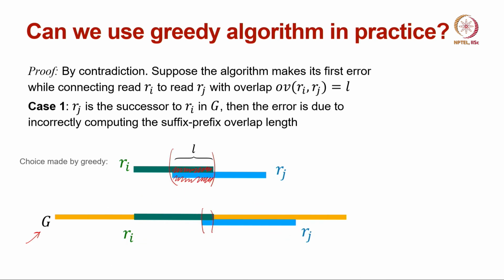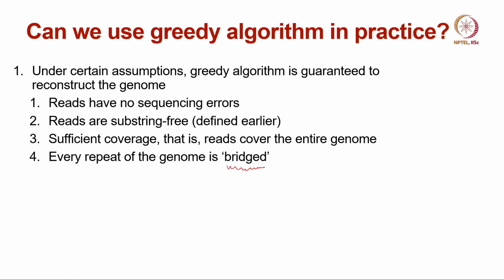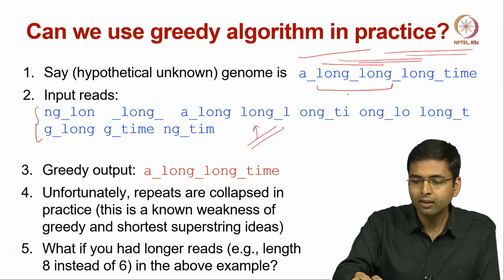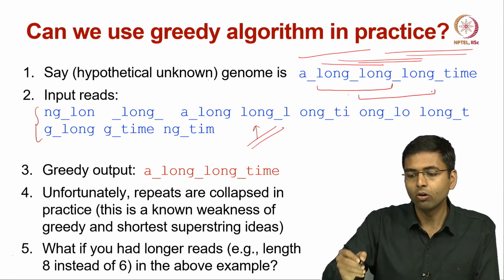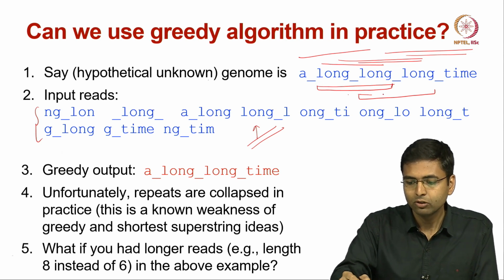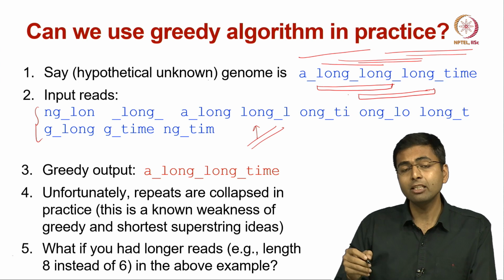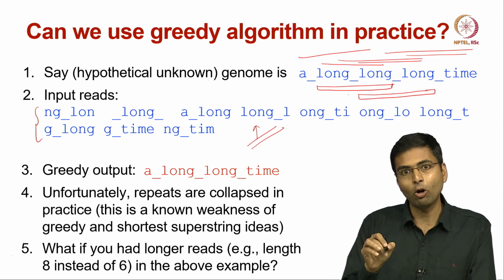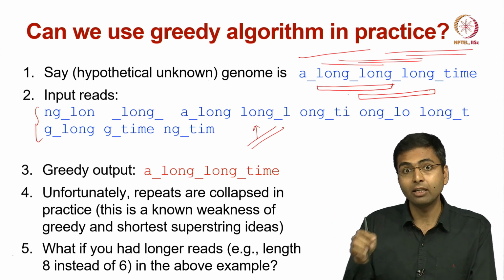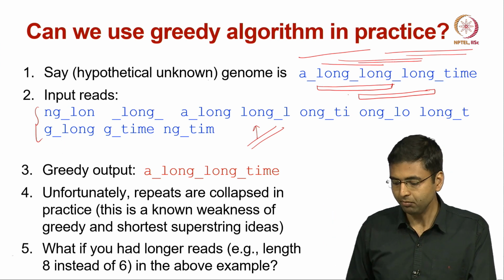Now, if you look at the example where the greedy algorithm failed to reconstruct the genome, then observe that there is a repeat of this length and here there is a repeat of this length, right. So, these are two repeats in the genome sequence and there is no read which is bridging this repeat copy, and as a result, for this particular example the greedy algorithm is not guaranteed to reconstruct the original genome sequence.